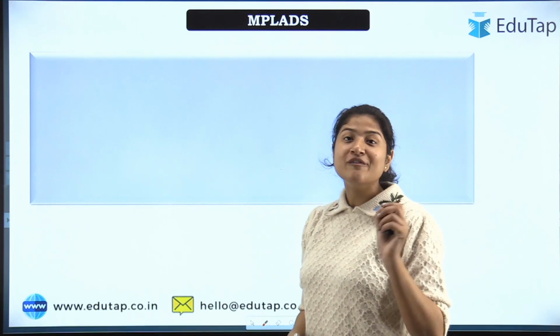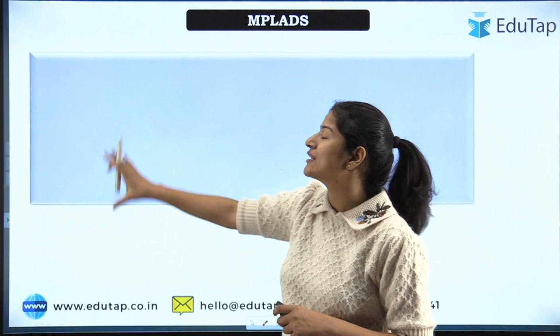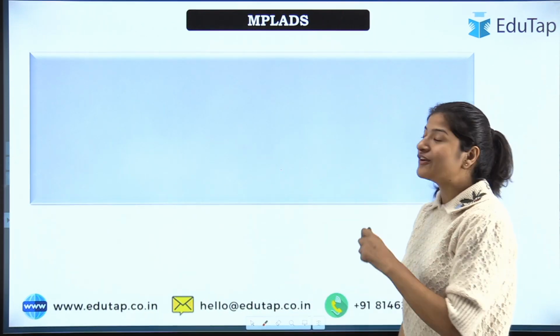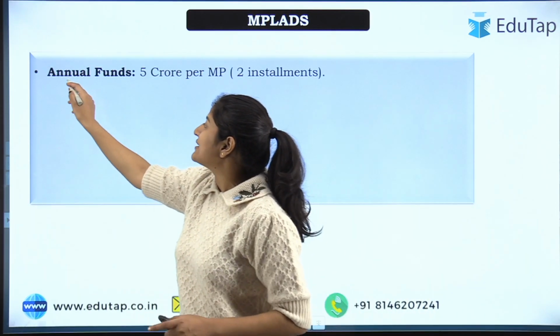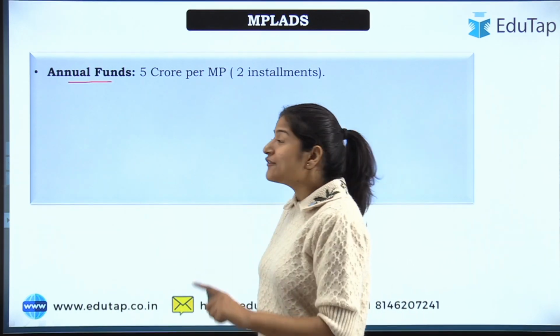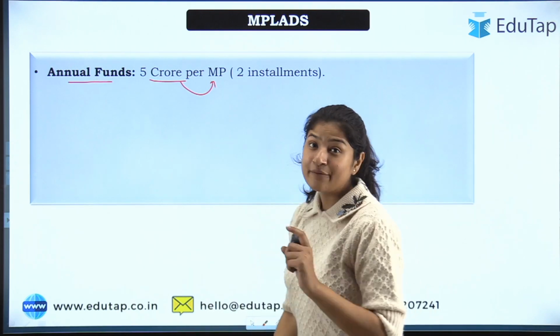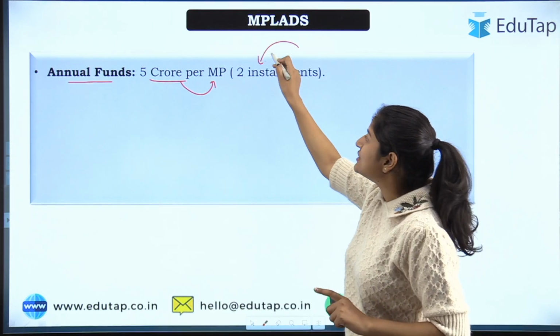Now what we will do, we'll look at the key features of this scheme and go one by one, starting with the annual funds. See, I said that the central government would fund the scheme. Alright, so how much will be given? It would be 5 crore per MP, right, and this would be given in 2 installments.